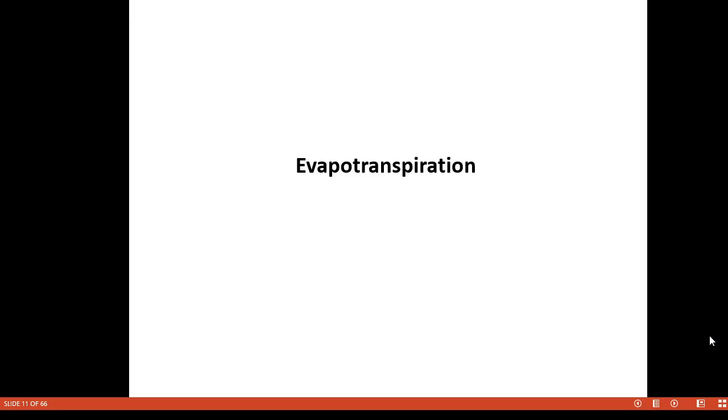So welcome back. Let's continue with our lesson on soil, water and plant relationships by looking at what happens to the plant when you give it water. There are a number of things which happen to the plant when you give it water.